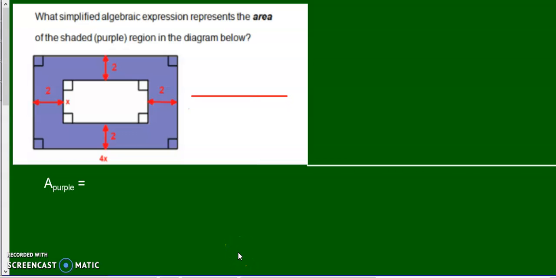Here's an algebra problem for us to try. We have to find the area of this purple section here. Now we have some measurements and some variables: x over here, and 4x is this whole thing over here. Let's forget about that for now. How would you find the area of that purple thing if there were just numbers there instead of variables?